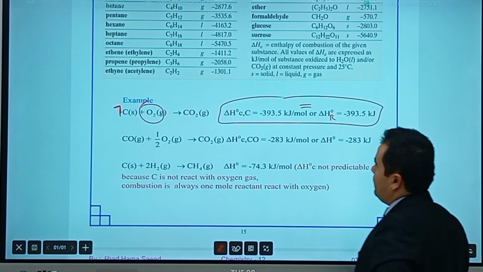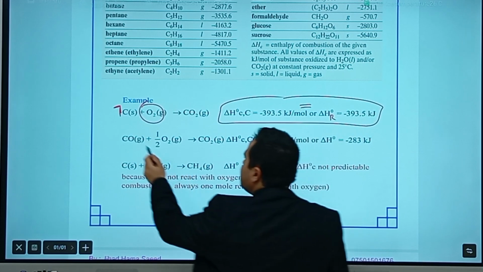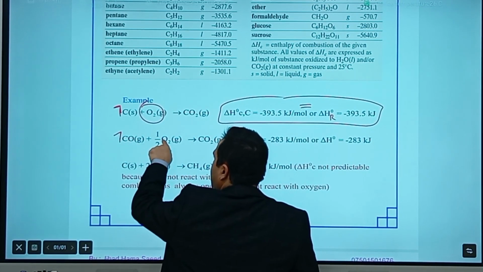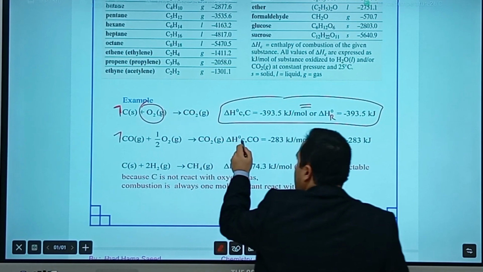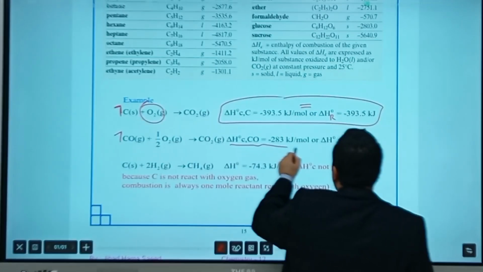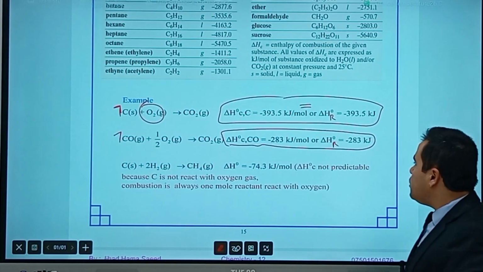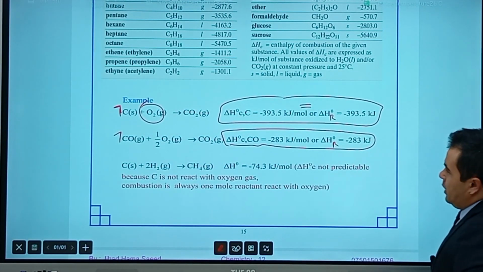The second one, guys, this is an element. This is a compound. 1 mole of compound combusted with oxygen to form products. So this is the combustion reaction. The enthalpy of combustion is equal to the enthalpy of reaction in the equation.